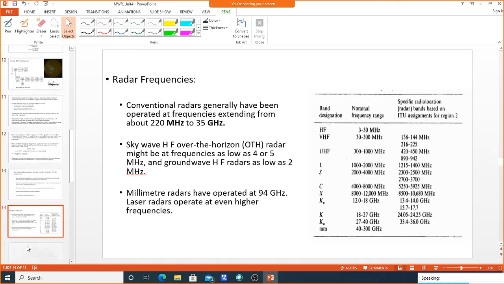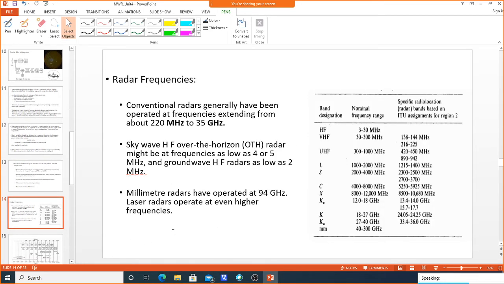Okay, so now coming to the radar frequencies. What are the frequency ranges in which the radar can be operated? Conventionally, they are named as some band designations. The band designation was generally done by the military to protect the information of the signal which is going to be transmitted. So this band designation is used in the military to secure the information, so that it is not taken by other people.